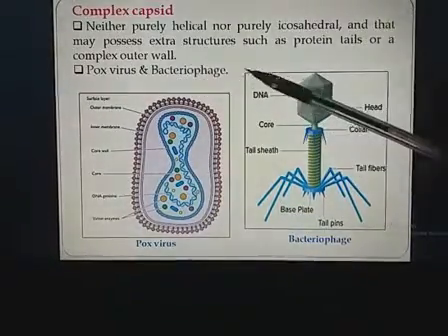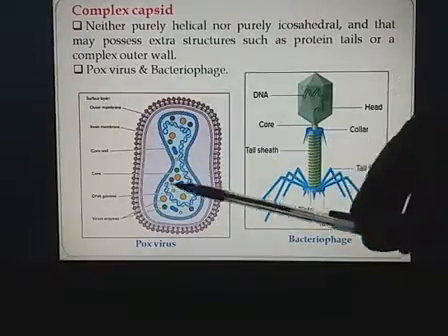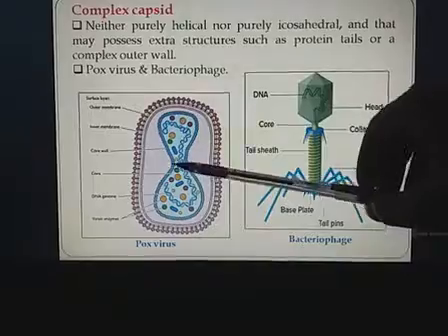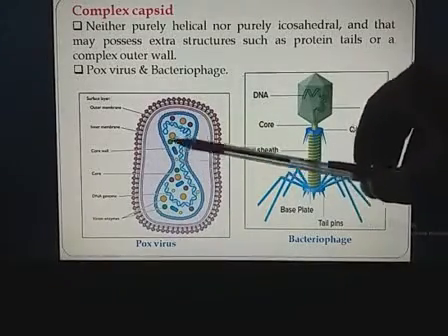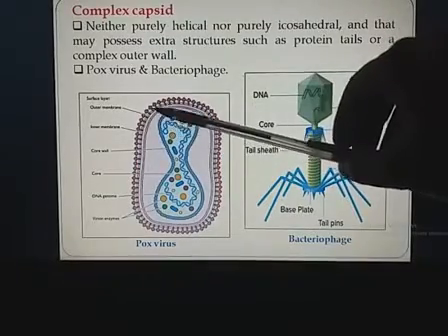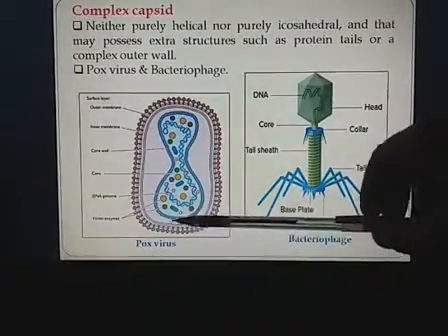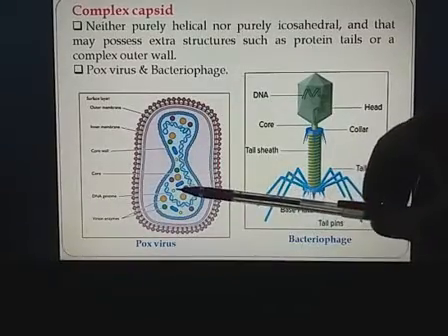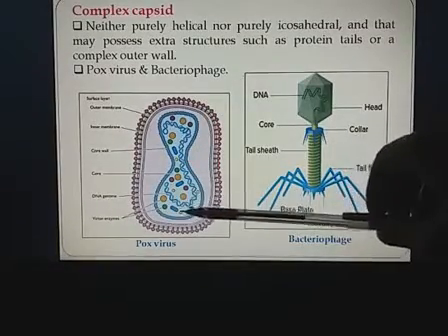For example, poliovirus and bacteriophages. In case of poliovirus, it is a complex outer wall. You can see here this is a core wall, this is the inner membrane, and the outer membrane is present, and within the outer membrane several spikes are there. Within the core, a DNA or RNA genome is present, and several virion enzymes are also present.